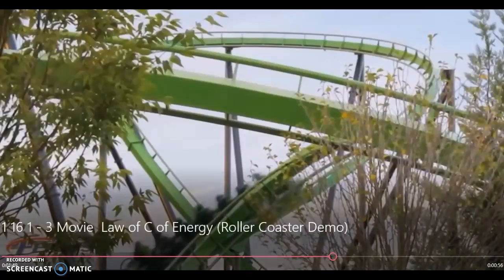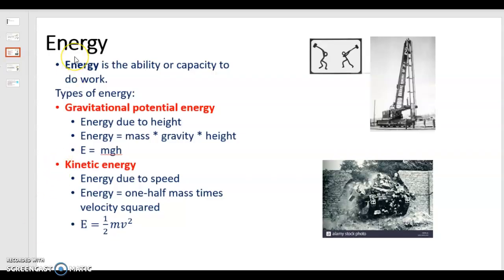All righty. All right, so let's go over these two types of energy in a little bit more detail. We said there were two kinds of energy we saw in that roller coaster. We said gravitational potential energy, which is energy due to height. And we actually have a formula for that, which is mass times gravity times height. So the mass of the roller coaster, or the mass of whatever object you have, times gravity, which is 9.8 meters per second squared, times height.